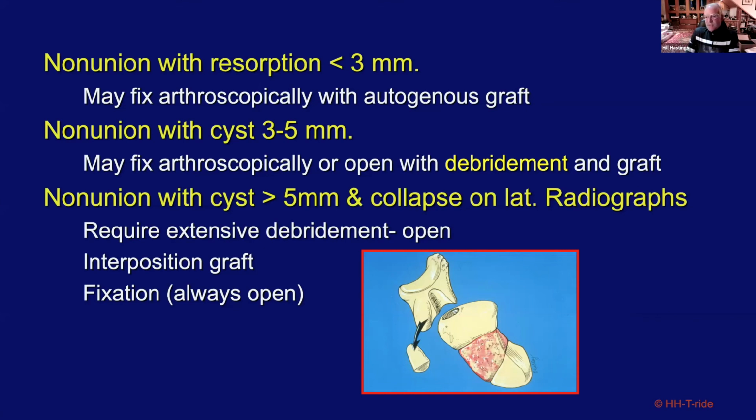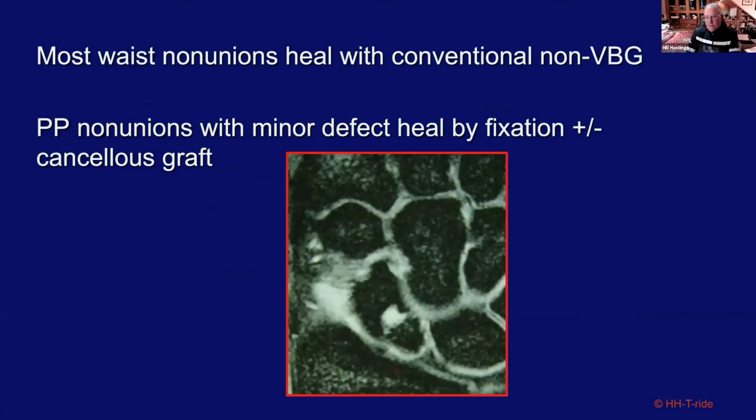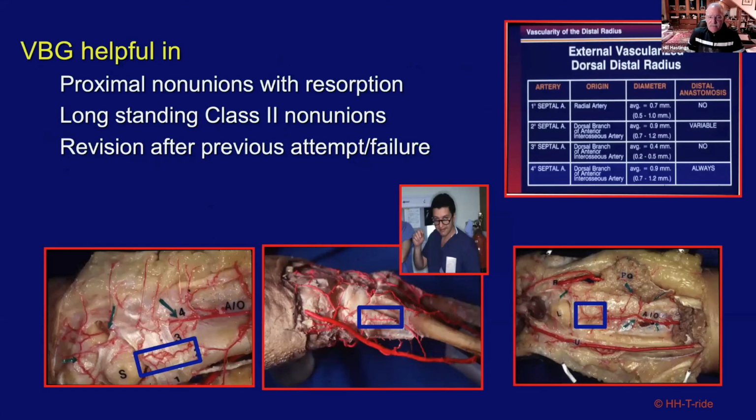Most of these waist non-unions do heal with conventional non-vascularized grafts, and certainly proximal poles with minor defects also heal with cancellous graft. As Kyle pointed out, vascularized bone graft is particularly helpful with these proximal ones where there's significant erosion in the proximal pole that's ununited. Long-standing class 2, where you have collapse and fragmentation of the trabecular structure, and then particularly, as Kyle showed us, revision after previous attempts. The vascularized sources for small grafts are easy dorsal, and larger really demand a Palmer approach.